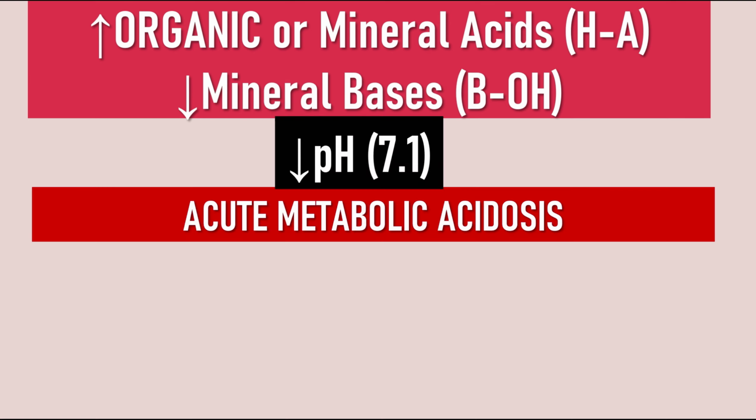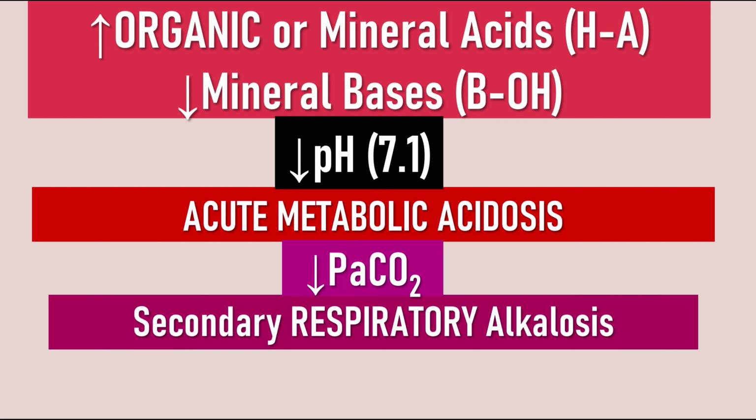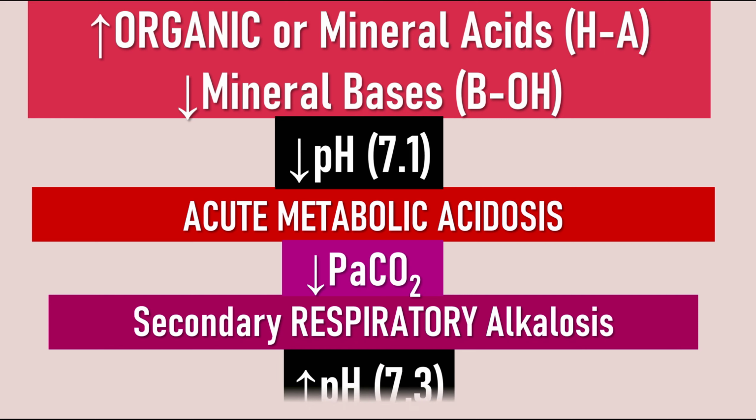The pH will fall, and for example, the pH may fall to 7.1, and we call this acute metabolic acidosis. Two things happen. One of them is that the bicarbonate falls, but the patient also starts to hyperventilate to blow off carbon dioxide because carbon dioxide is an acid. So the PaCO2 drops, and we call this a secondary respiratory alkalosis. Most people refer to this as compensation. And as a consequence of this, the pH rises back up closer to the 7.4 region. It will never get to 7.4, and if it goes above, there's a concomitant metabolic alkalosis.